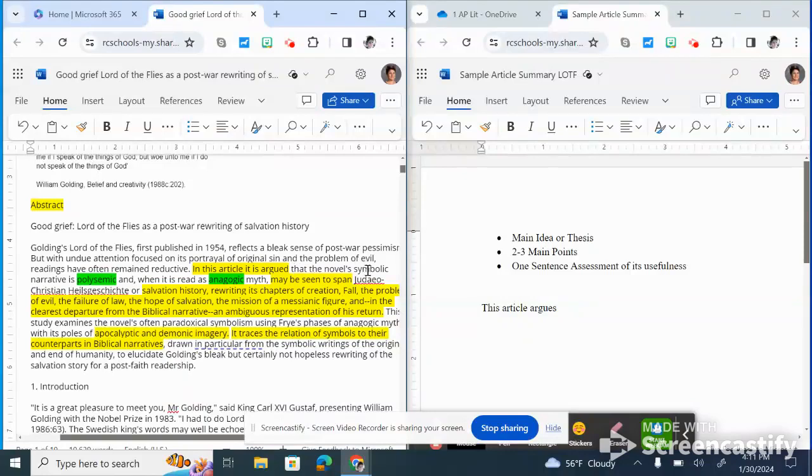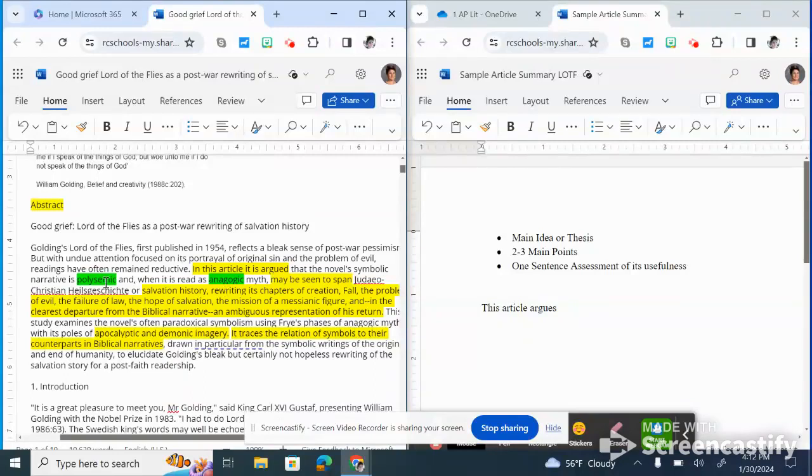It is argued that the novel's symbolic narrative is polysemic, and when it is read as anagogic myth, may be seen to span Judeo-Christian or salvation history, rewriting its chapters of creation, fall, the problem of evil, the failure of law, the hope of salvation, the mission of a messianic figure, and an ambiguous representation of his return. That is the thesis statement of this article.